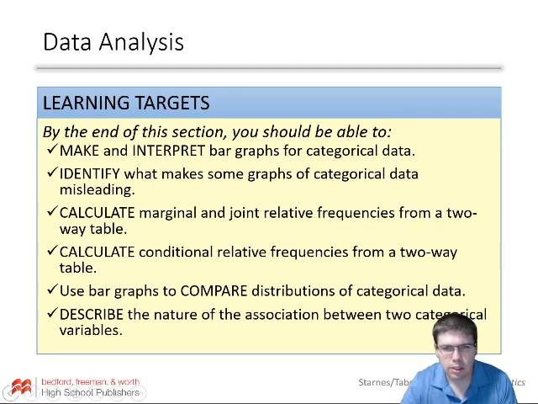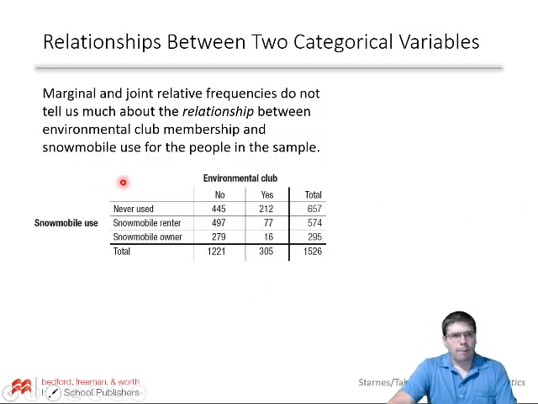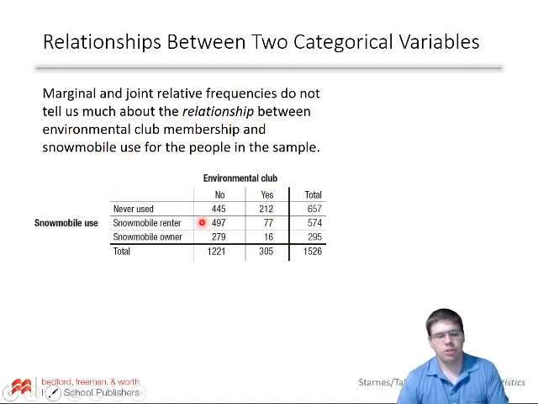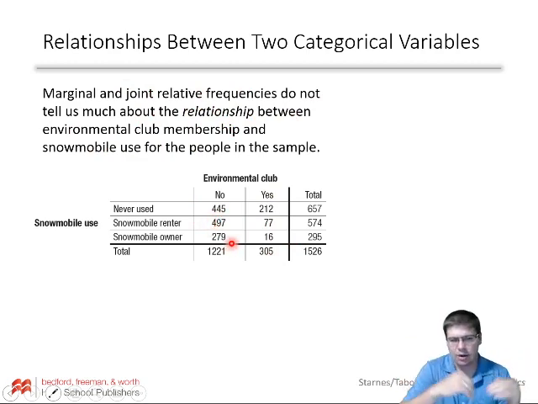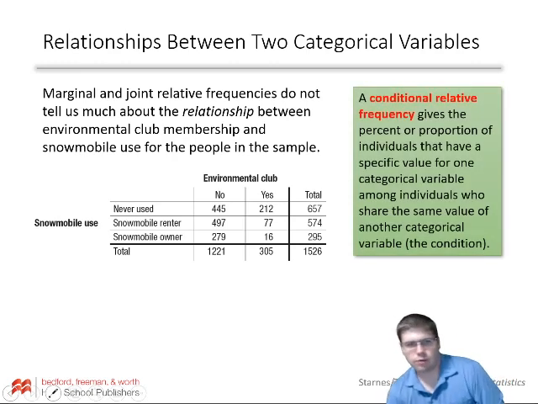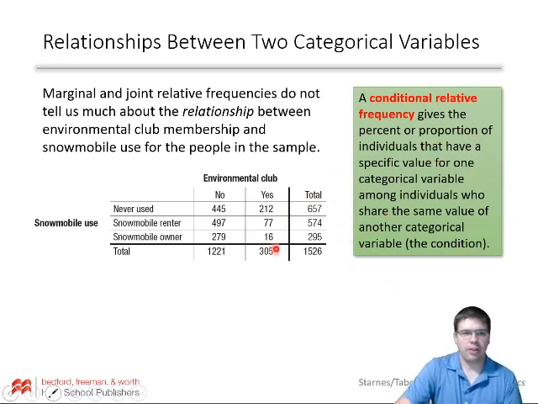So let's see. All right, so marginal and joint relative frequencies don't tell us much about the relationship. Marginal tell us nothing, really. Joint just gives us a little bit of how many are in the intersection of those two categories. So if we want to actually start to look at a relationship between variables, we're going to look at conditional relative frequencies. It's the percent or proportion of individuals that have a specific value for one categorical variable among individuals who share the same value of another categorical variable.